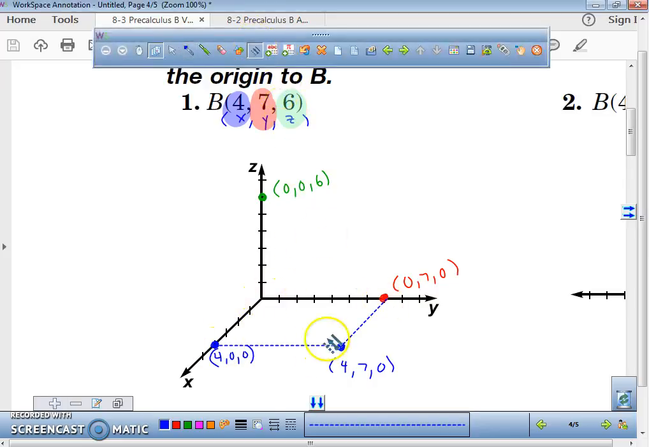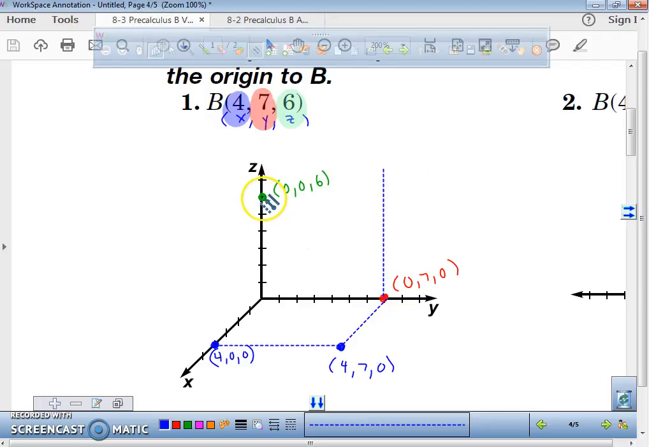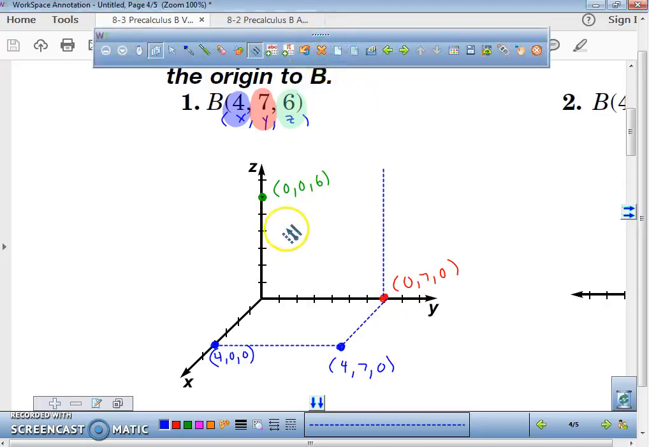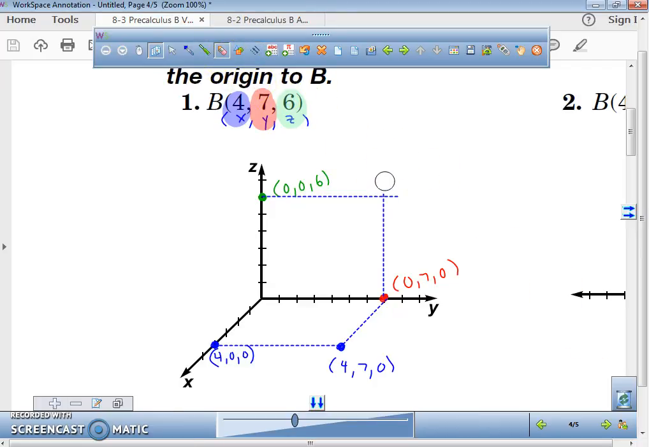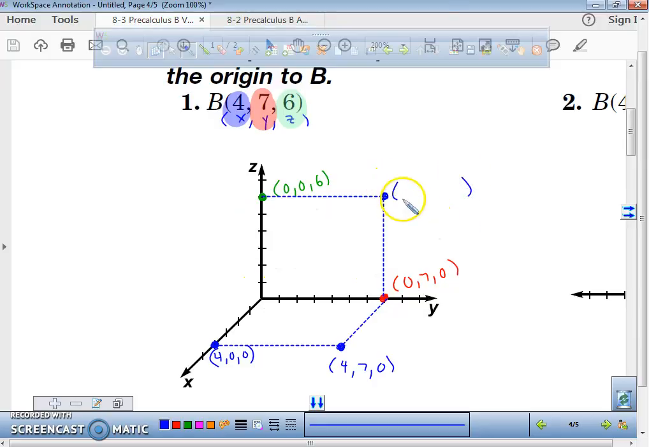Okay? Now, what I'm going to do is from 0, 7, 0, I'm going to go straight up. So I want you guys to go straight up, parallel to the z-axis. And from here, I want you to go straight over from the z-axis. This should be parallel to the y-axis. I'm going to erase these right here. I'm going to put another point. And this right here should be a rectangle. Alright, this should look like a rectangle, which is just another type of parallelogram. What's this ordered triple going to be? How far have I gone in the x direction?